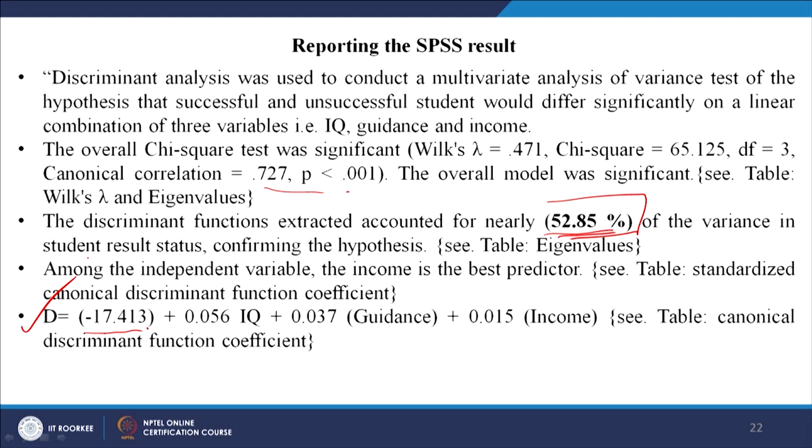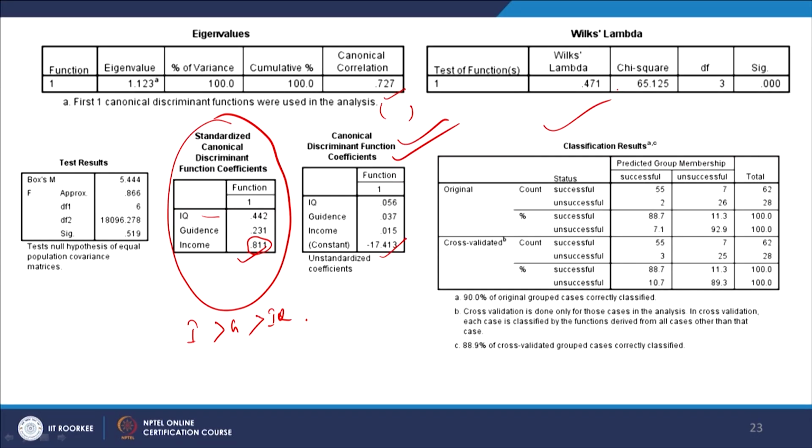By putting in the actual values of IQ, guidance and income, you can predict the discriminant score, and accordingly the cutoff value is always 0.5. If it is above 0.5, then it moves towards 1, and if it is below 0.5 it moves towards 0, because there can be only two values, 0 and 1. Now, look at this classification result. This is the one which tells you the hit ratio.